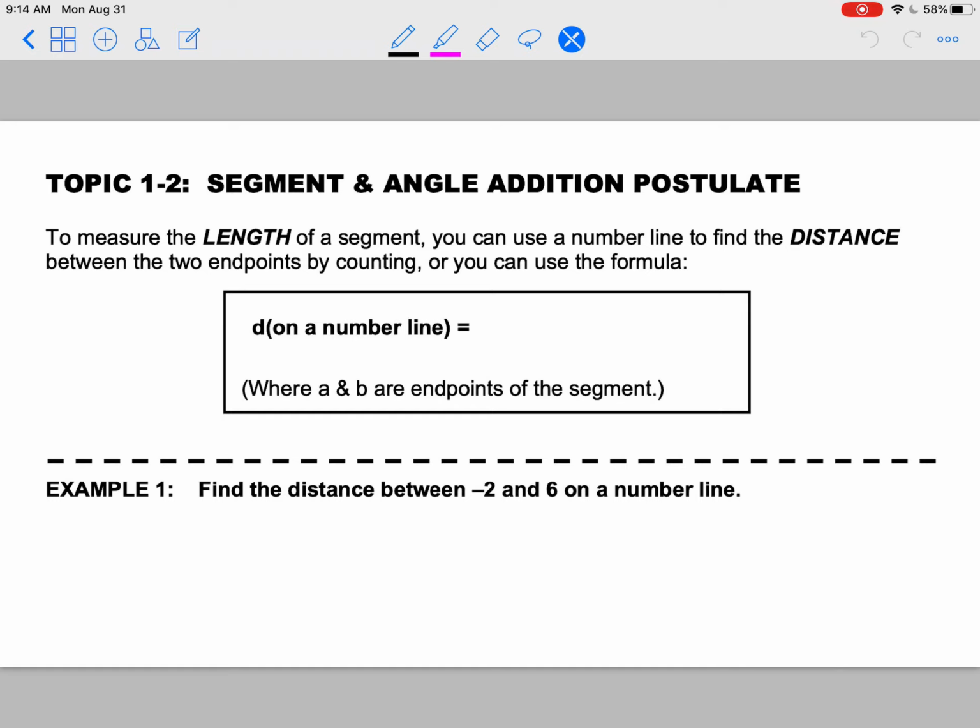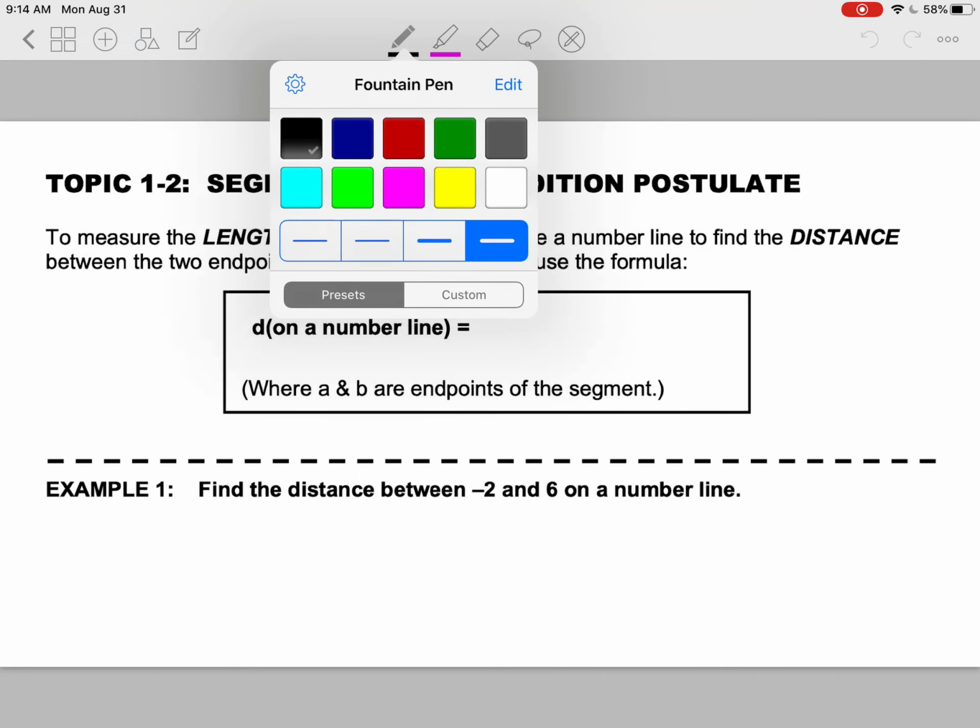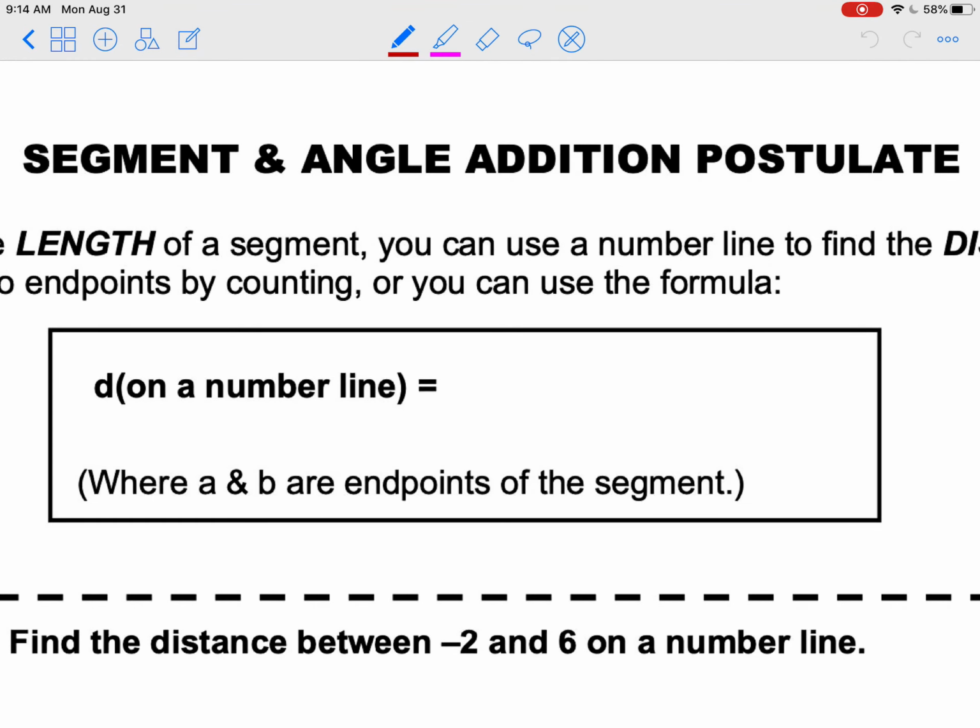So the first way that we're going to find the length of a segment is on a number line. And you can simply count that. You can also use the formula here and say A minus B, A being the starting endpoint, B being the ending endpoint. But you also have to do what's called the absolute value.